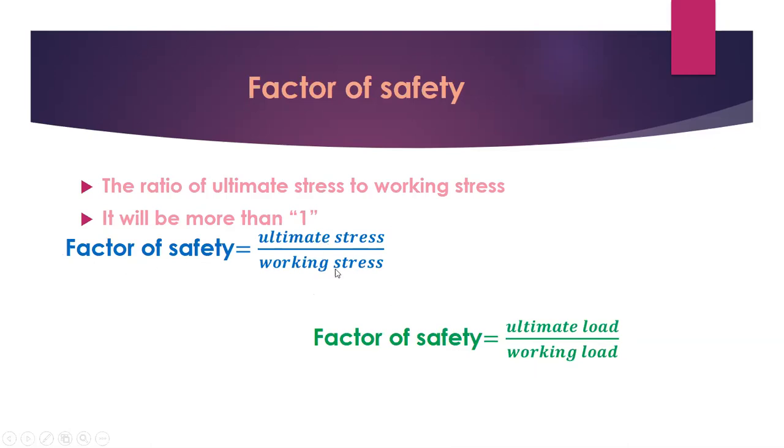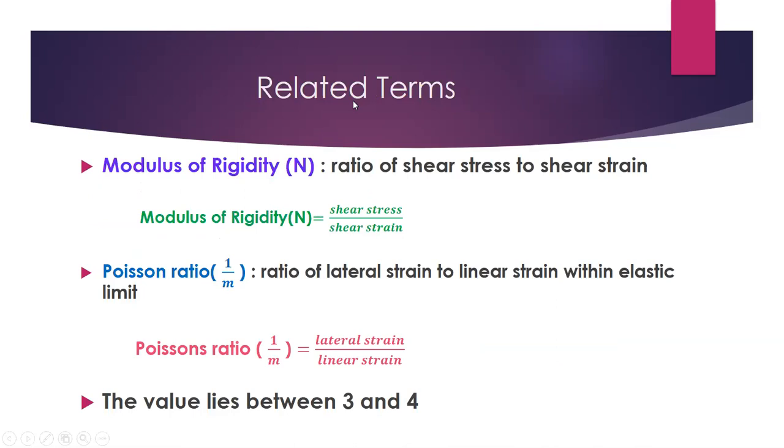One is ultimate stress divided by working stress, or ultimate load divided by working load, and the value will be more than 1. Okay. So another term is the modulus of rigidity.